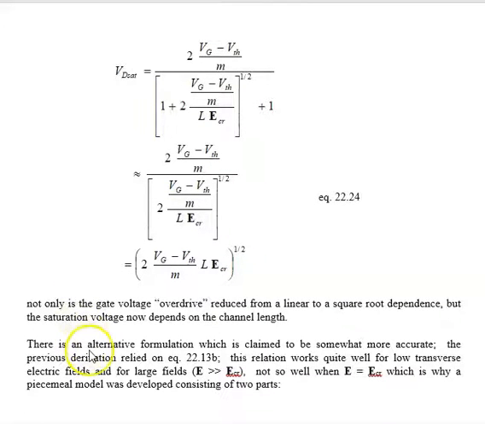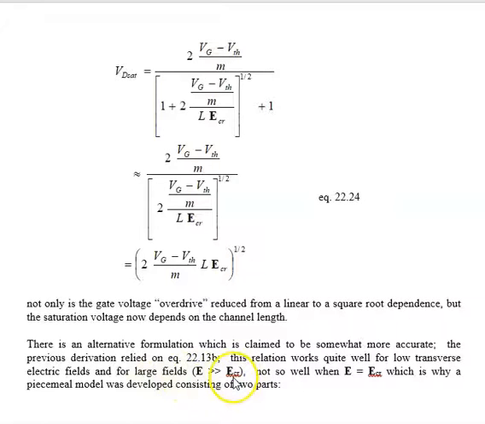Okay, so now there is one more part of our discussion to wrap things up, and that is an alternative formulation. So far, everything we've been doing for the last half hour or so relied on equation 2213b, and we'll reproduce that in just a little bit on the next page. But this equation works very well for low transverse electric fields, where we have a linear relationship, or for large electric fields, which are much greater than this critical value.